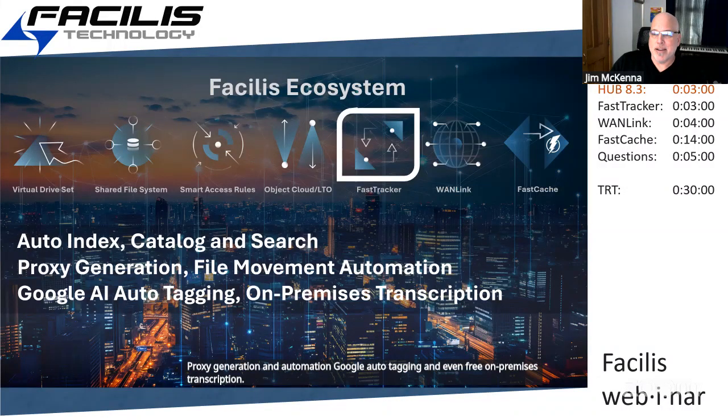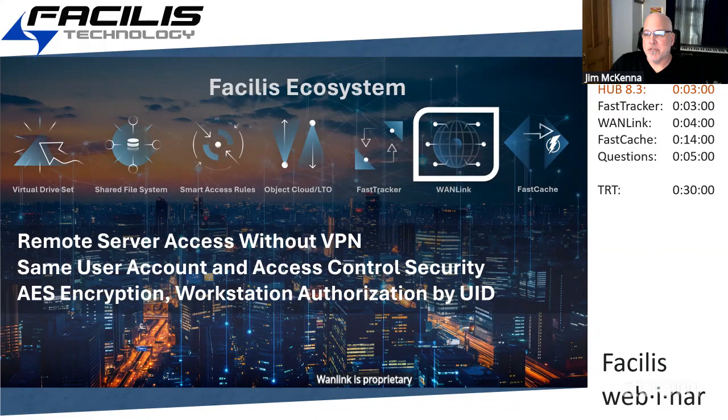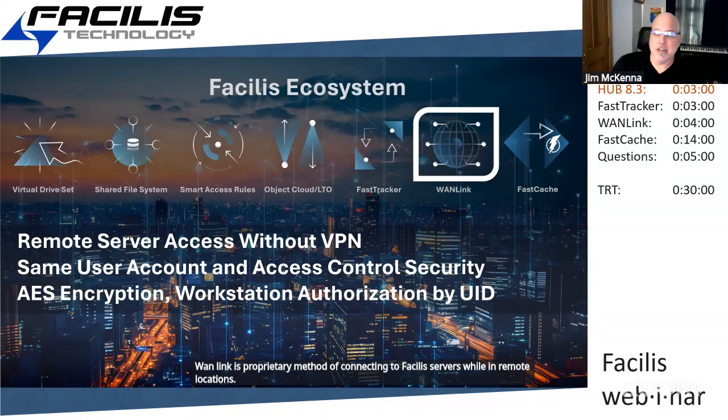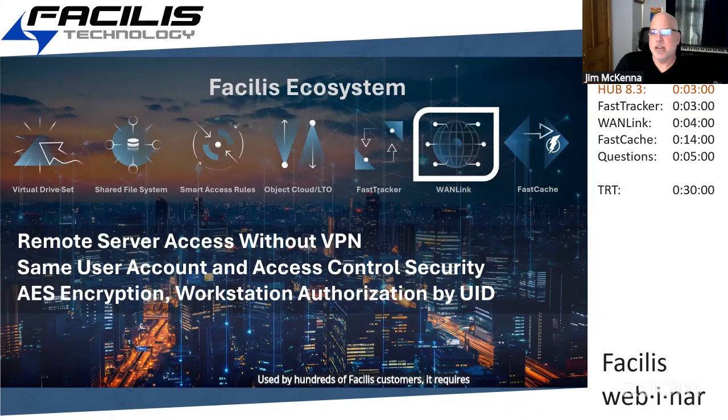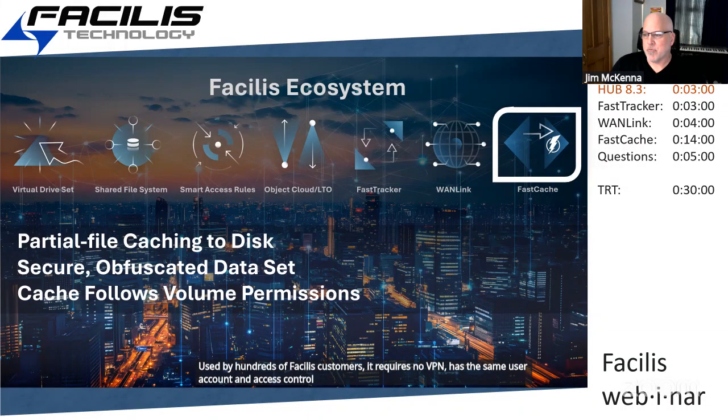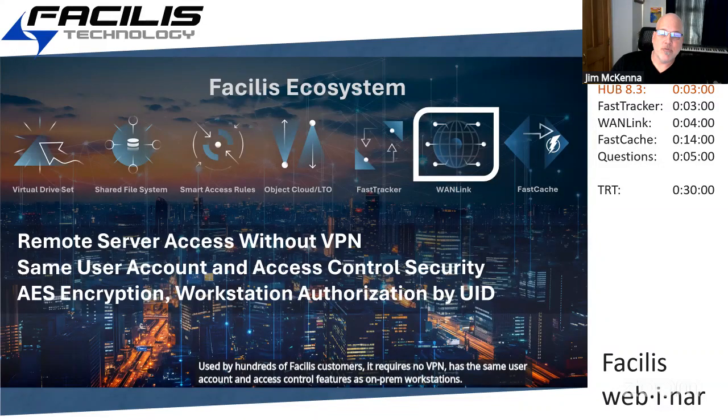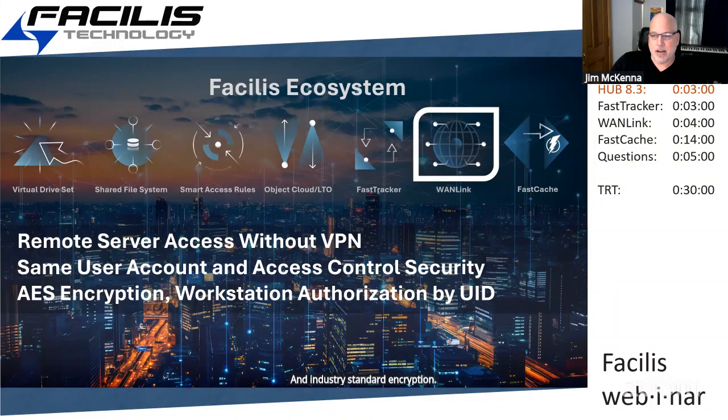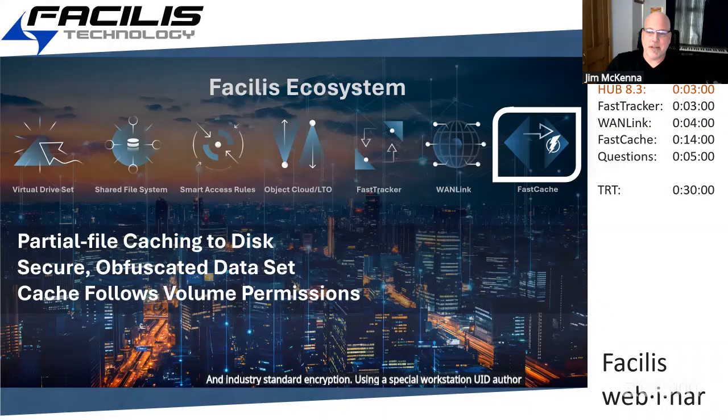WAN-Link is a proprietary method of connecting to Facilis servers while in remote locations. Used by hundreds of Facilis customers, it requires no VPN, has the same user account and access control features as on-prem workstations, and industry standard encryption, using a special workstation UID authorization for safety.